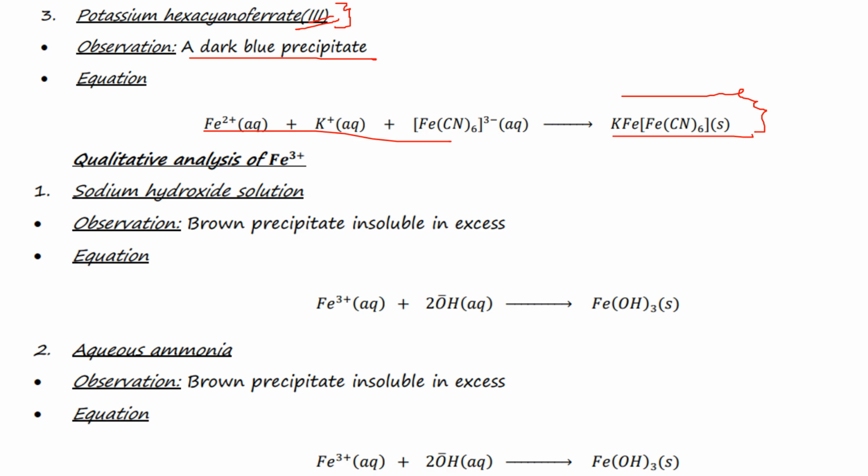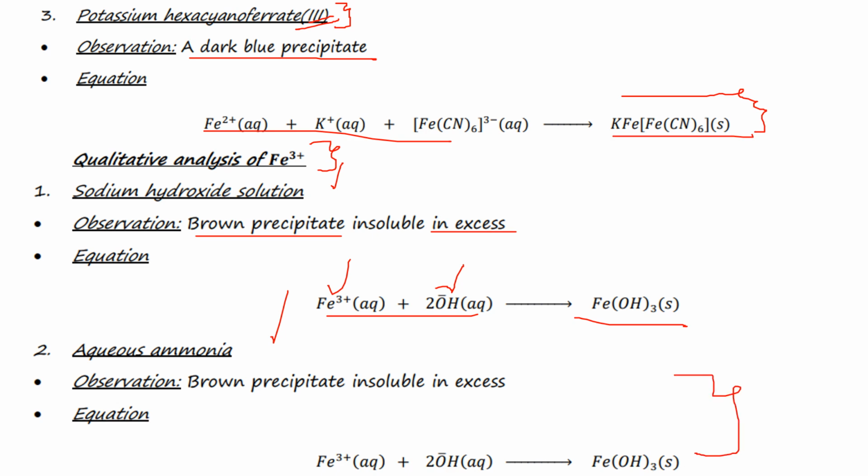So we look at the qualitative analysis of iron 3 cation too, and it also has preliminary reagents, which are sodium hydroxide and aqueous ammonia, and both of them give us the same observation. So we're just going to go through one. We're going to say that the observation when you add either of these reagents is a brown precipitate, which is insoluble in excess, and that is due to formation of iron 3 hydroxide as a result of the reaction between the iron 3 cation together with the hydroxide ions coming from either sodium hydroxide or ammonia solution or aqueous ammonia, giving us similar observations.